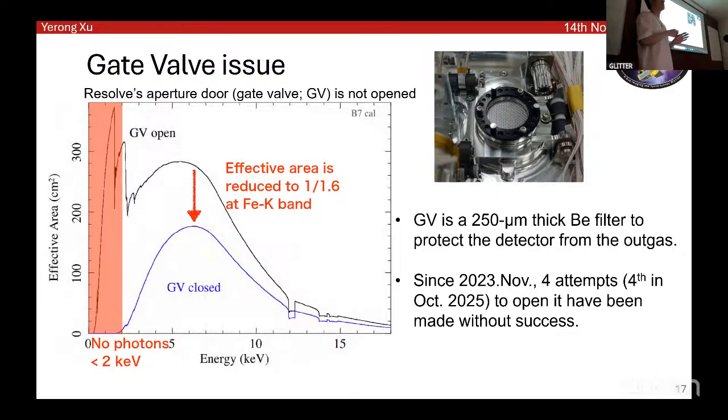So it's a big pity, and since 2023, four attempts have been made to open it, but none of them succeeded. So it's very bad news, but even with this issue, XRISM still provides a lot of groundbreaking discoveries in X-ray astrophysics.